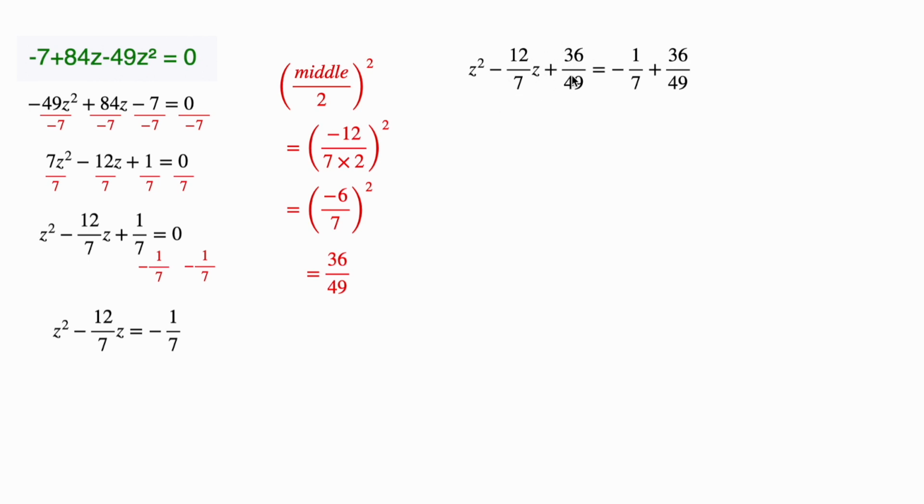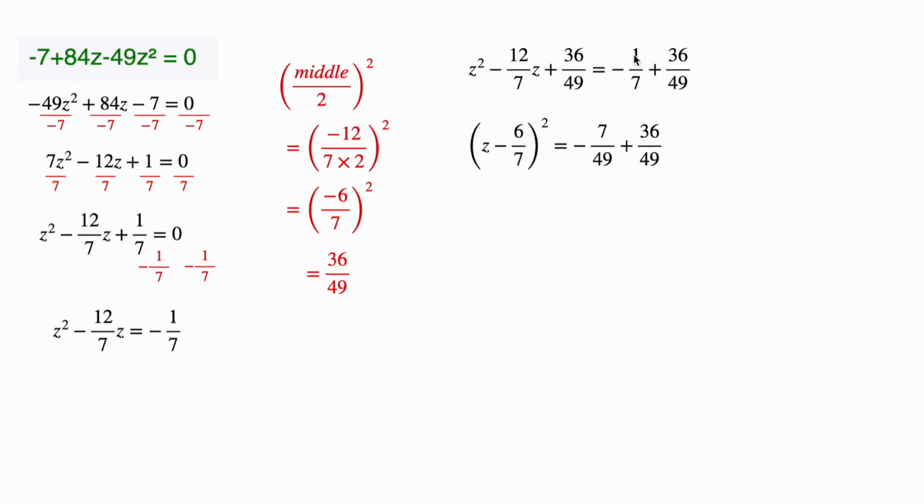Now this is a perfect square trinomial. Take the square root of the first term, which is z, the sign of the middle term, and the square root of the last term, 6 over 7. And then test: is 2 times negative 6 over 7 times z negative 12 sevenths z? Yeah, it is. This is a perfect square trinomial.